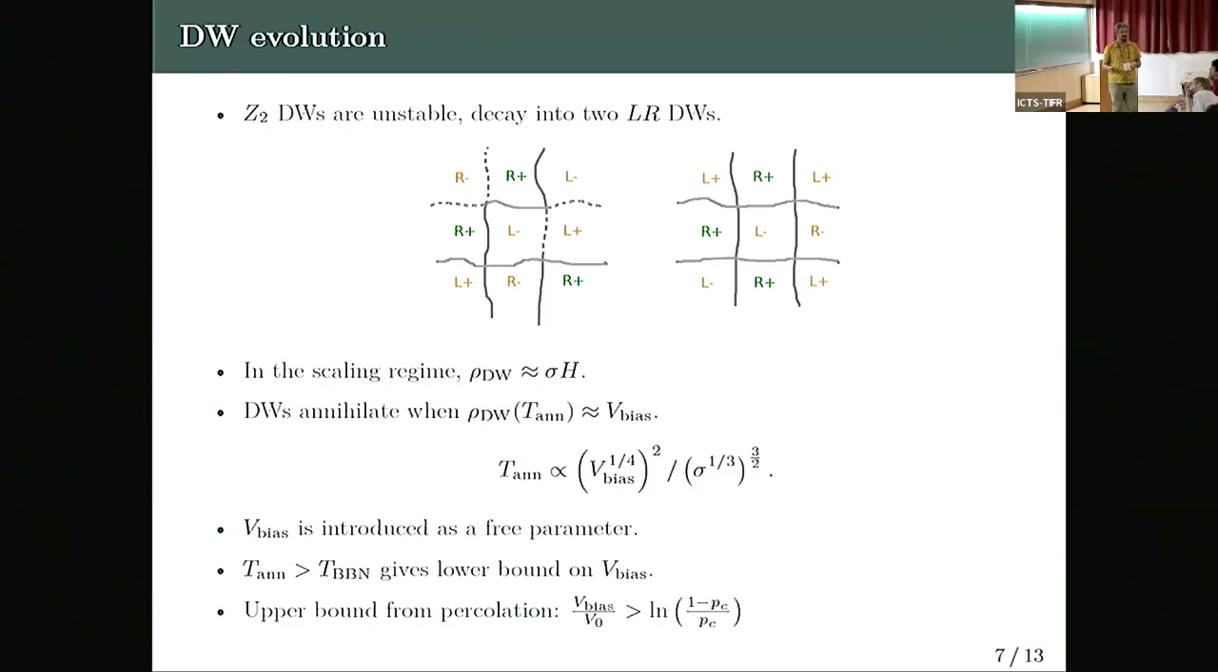bias as a new free parameter, which ensures that the desired minimum is deeper than the other three minima. Okay, and this particular condition would lead to a definition of an annihilation temperature. Okay, now because we want the walls to annihilate before BBN, this will give a lower bound on the V bias. Similarly, we can find an upper bound from the fact that the stable minimum, or those kinds of domains, should not percolate.